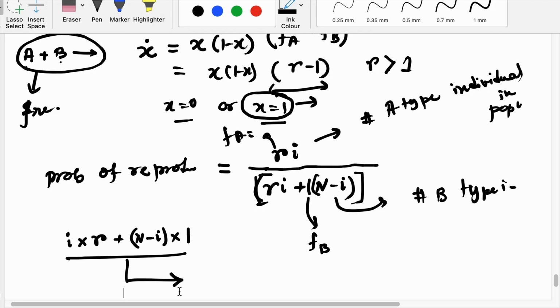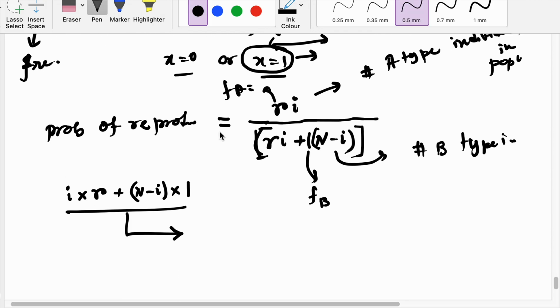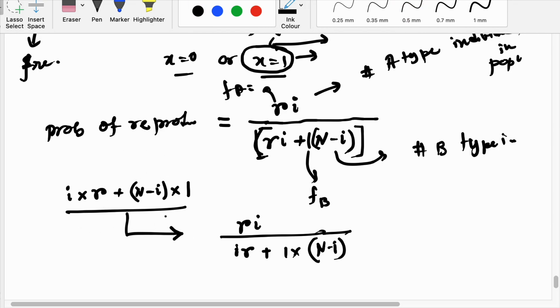Now we don't allow that many individuals to take birth in one step. We just want to make sure that only one individual is taking birth. We just want to know the probability that in one step only one A type individual reproduces. So out of these, what is the probability of choosing one A type newborn? That probability will be Ri by the total number, Ri plus 1 into n minus i. So out of this many offspring, I just want to pick only one offspring which is A type.